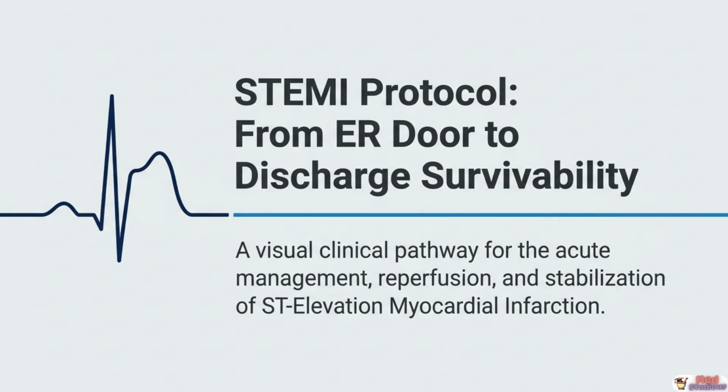Every minute of continued coronary artery occlusion destroys approximately 1 billion cardiomyocytes, cells that the adult human heart cannot regenerate. Globally, ischemic heart disease accounts for over 9 million deaths annually, making it the single leading cause of mortality worldwide.